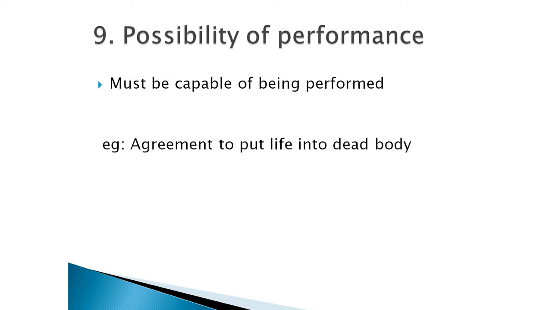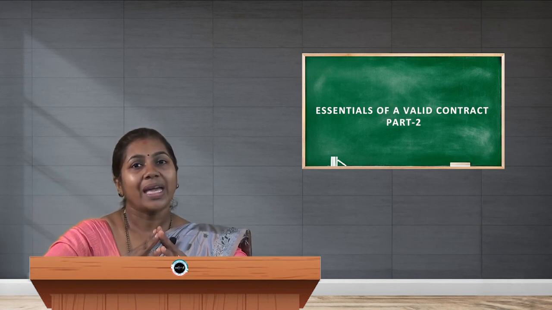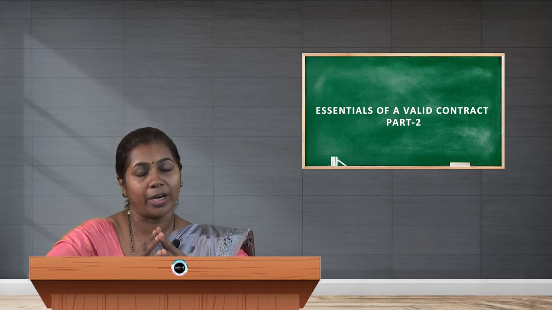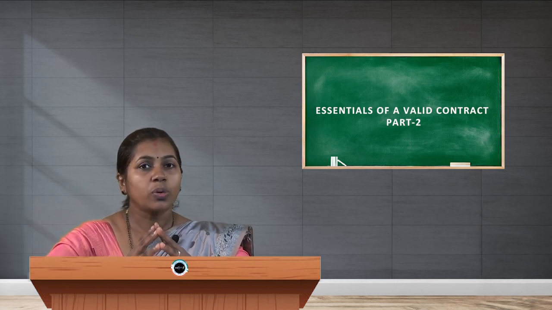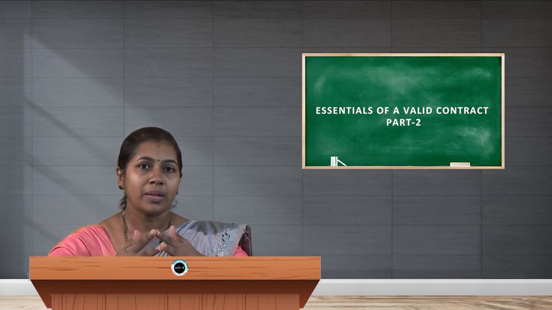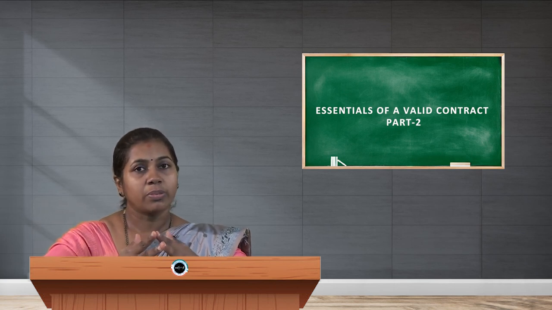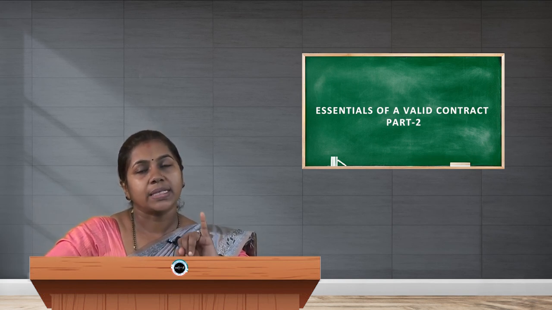Next one, possibility of performance. Whenever there is an agreement between the parties, it must be capable of being performed. Any act that is not possible to perform is not considered a valid contract. For example, an agreement to put life into a dead body is not at all possible. Similarly, where one party promises to bring the stars down to earth, as this act is impossible to perform, it is not considered a valid contract.